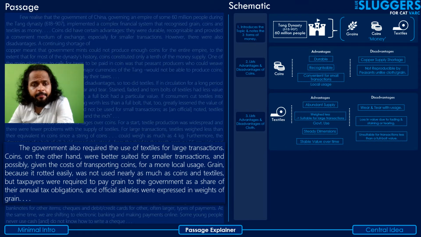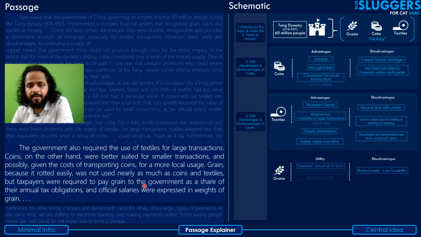Next paragraph. The government also required the use of textiles for large transactions. Coins, on the other hand, were better suited for smaller transactions, and possibly, given the costs of transporting coins, for a more local usage. Grain, because it rotted easily, was not used nearly as much as coins and textiles. But taxpayers were required to pay grain to the government as a share of their annual tax obligations, and official salaries were expressed in weights of the grain.